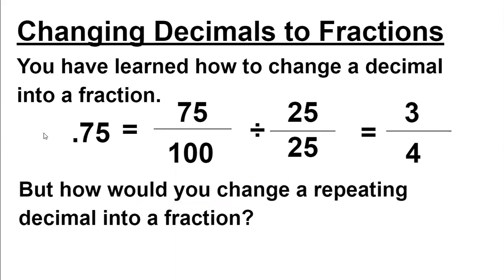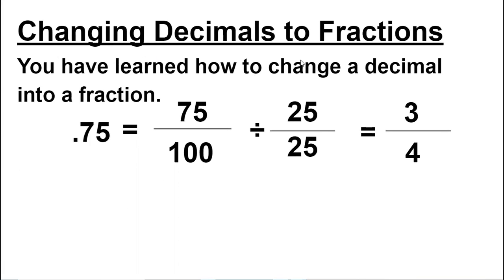How could you change a repeating decimal into a fraction? We know it's pretty easy to change one of these non-repeating, these terminating decimals into a fraction, but how could we change a repeating decimal into a fraction? I'm going to do one more non-repeating decimal. I'll do this up for a second and take a little space here. Let's do 0.426. How would I change that into a fraction?